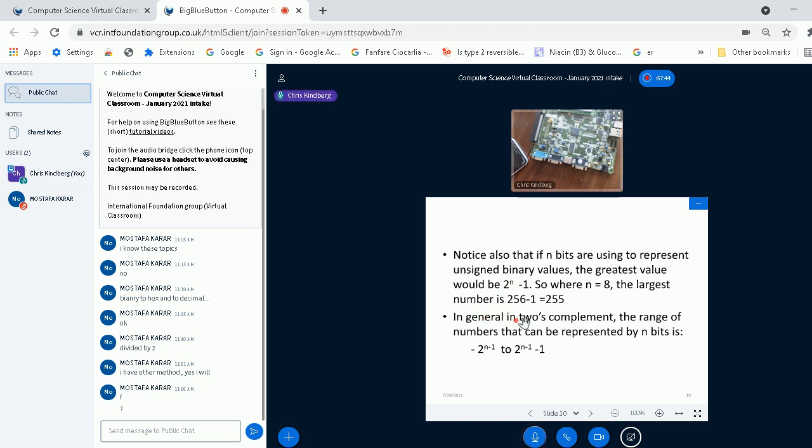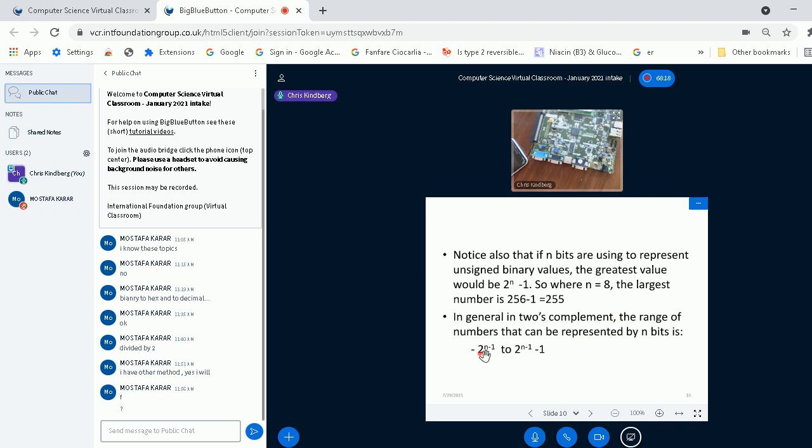So in general, in 2's complement number systems, the range of numbers that you can represent by n bits is all the numbers from minus 2 raised to the n minus 1 to 2 raised to the n minus 1, minus 1. So can you think very carefully about this? In my mind, it's a bit tricky. All right, talking about the range of numbers.